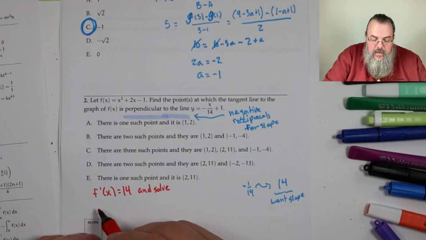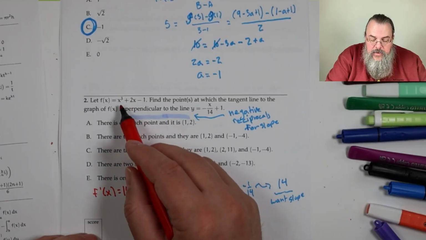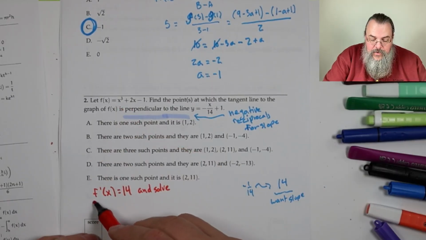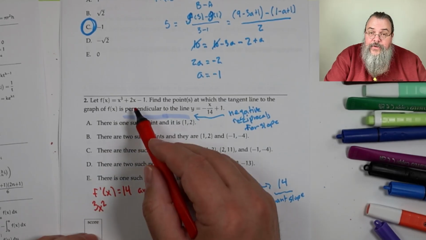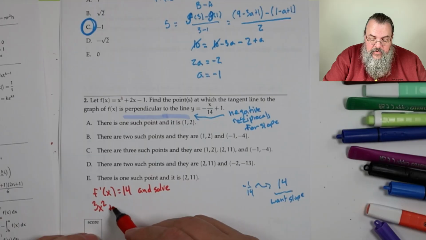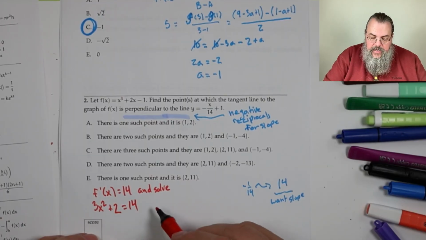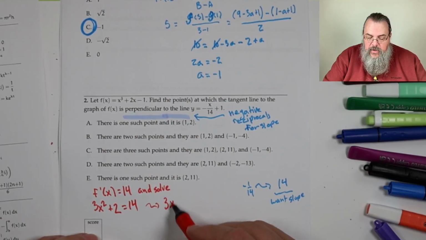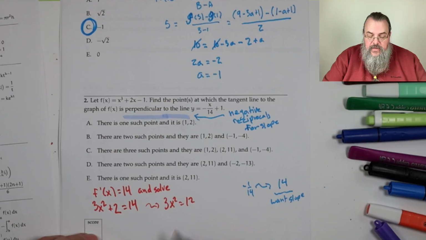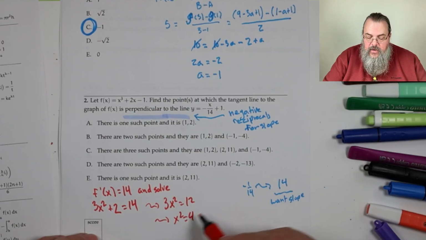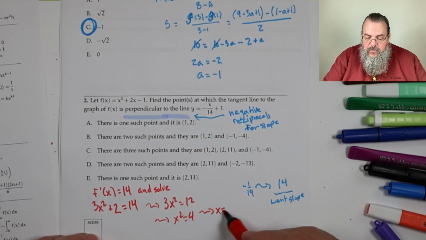That would be, take the derivative of x cubed, 3x squared. Derivative of 2x plus 2 equals 14. We can subtract 2, so we get 3x squared equals 12. Divide by 3, that gets us x squared equals 4, and that gets us to x equals plus or minus 2.